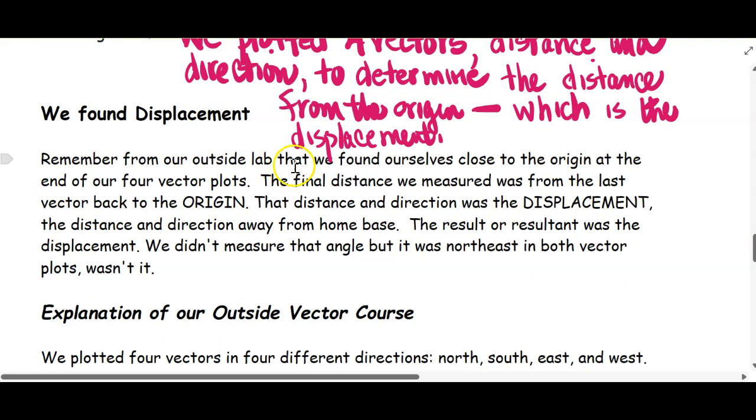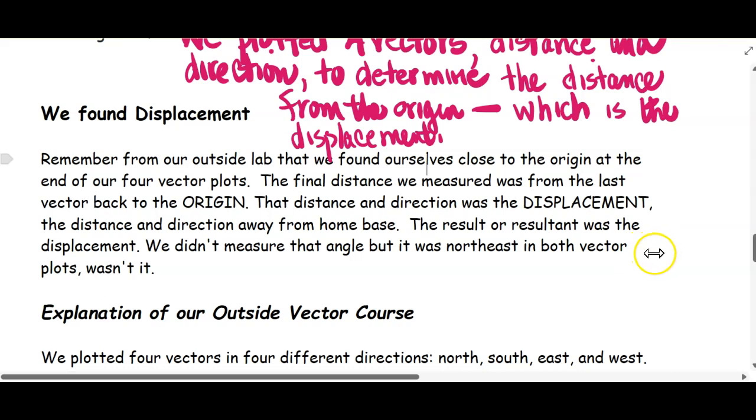So, remember from our outside lab that we found ourselves close to the origin at the end of our 4-vector plots. The final distance was measured from the last vector back to the origin. That distance and direction was the displacement. So we did do that. The distance and direction away from the home base, which we call the origin. The result or resultant was the displacement. We didn't measure the angle because we don't know how to do that yet, but it was northeast in both vector plots, both the one we did and the one we'll be doing in the future. All right, just because I didn't plan it that way.